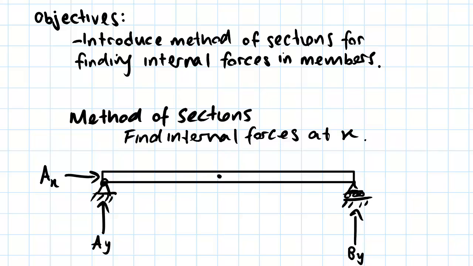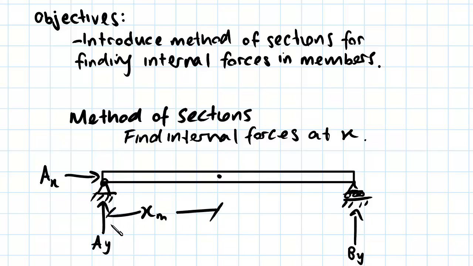So when we say internal forces, what I mean is axial force, shear force, and bending moment. So they're the 3 internal forces that we're after at point X. So X is just going to be some point along the beam, X meters from this left side. So we'll say it's this point here.